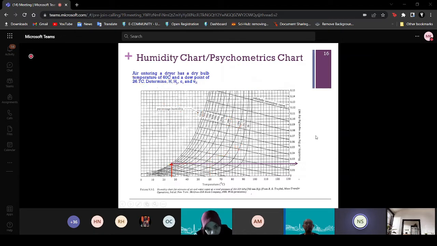Okay, kita cuba another one. Let's say you punya dry bulb 80 degrees Celsius. Dew point is 40. What is the percentage humidity? Try buat.